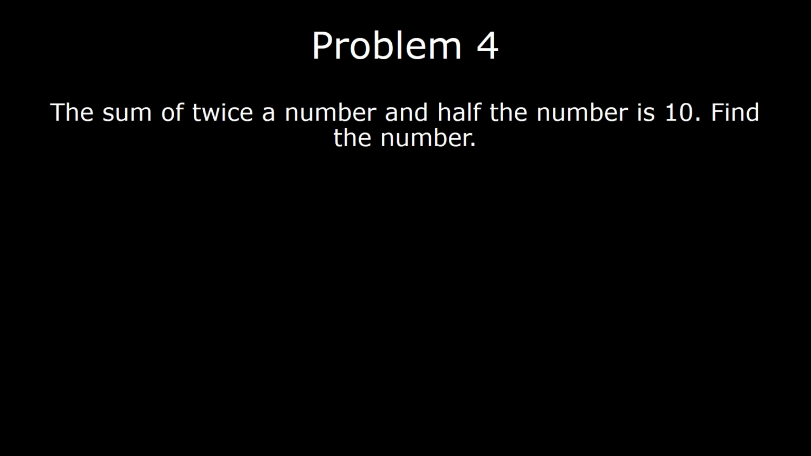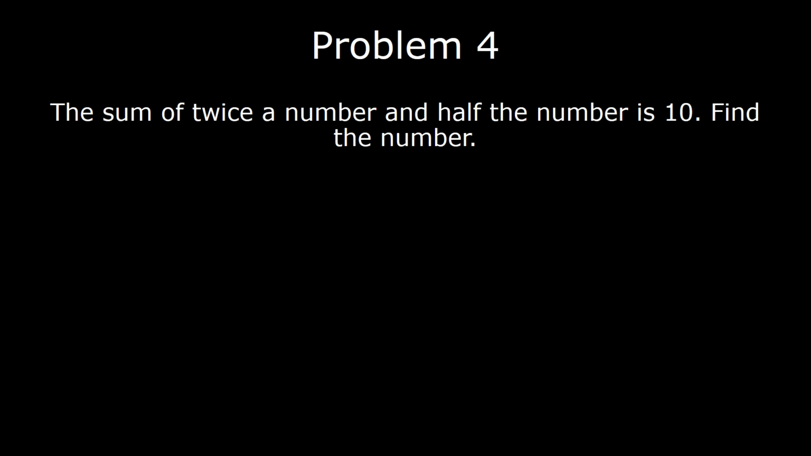Question 4. The sum of twice a number and half the number is 10. Find the number. Let the missing number be k. So the variable can be represented by any alphabet, as you might remember: k, x, y, n, or as we did in previous questions, t, whatever alphabet you like or find convenient.